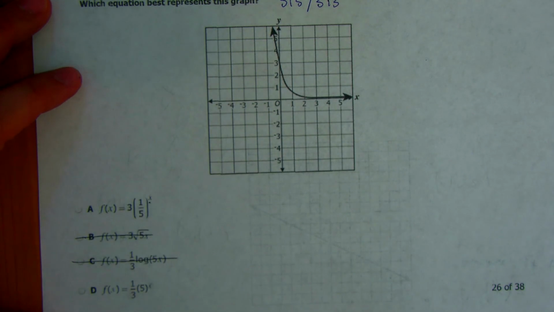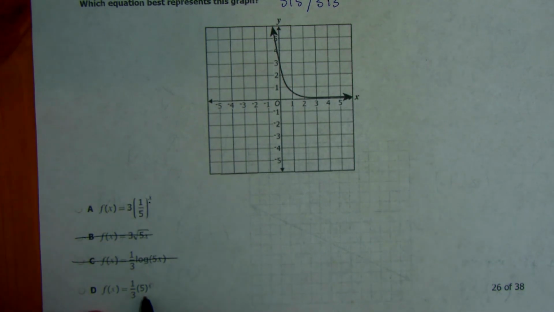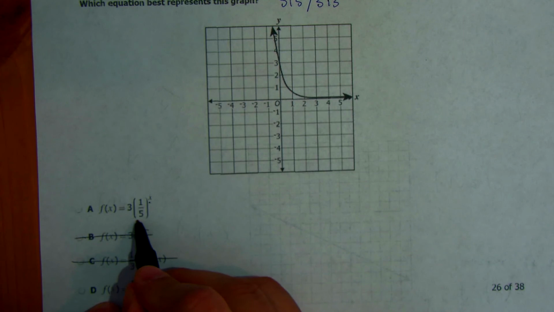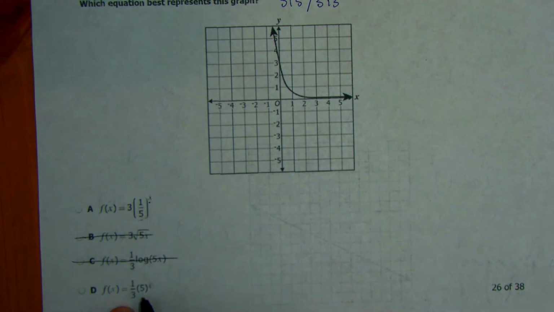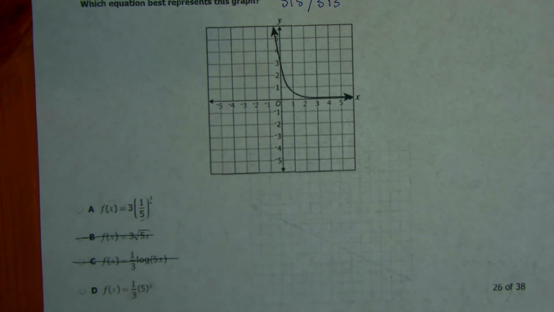The difference between A and D, and I want you to see the key difference here, is that in A, the number that has the exponent on it is less than 1, right? So this is some less than 1 number, 1/5 is less than 1, to the x power. In D, we have a number that's greater than 1, that's the base of the exponent. So we got 5 to the x power.